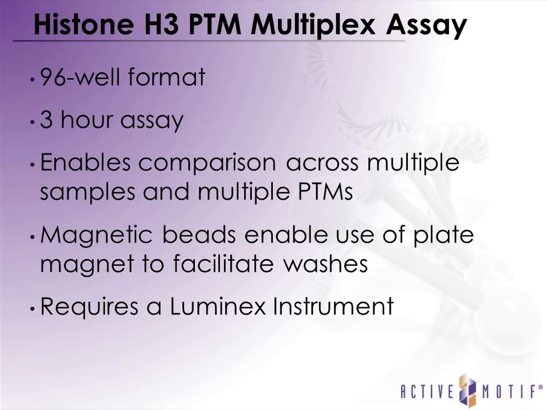The multiplex assay is performed essentially in the same manner as a traditional ELISA. You start off using a 96-well plate. It requires roughly 3 hours to complete. Now, unlike a traditional ELISA, the assay allows for the comparison across multiple samples and multiple PTMs simultaneously. Magnetic beads enable the use of a plate magnet, which facilitates washes. And at the end of the experimental manipulations, the plate is then read in a Luminex instrument.